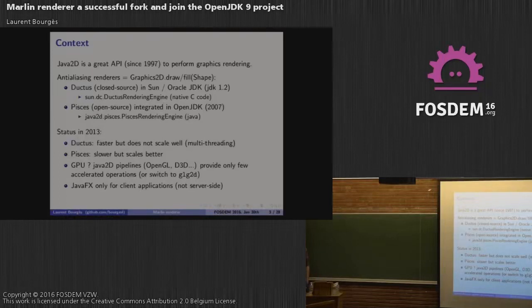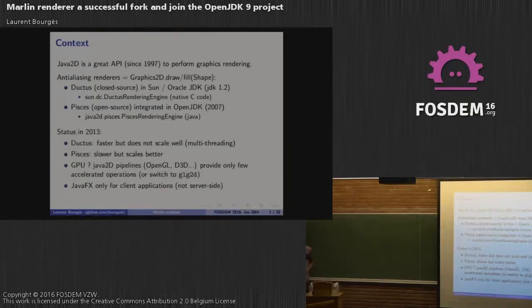The status in 2013: Ductus is very fast in a single thread context, but it does not really scale. It means that if you have a web server doing rendering in parallel, it's mostly lagging or there are some bottlenecks. Pisces is mainly slower because it's a pure Java renderer, but that's not the point. It's mainly a different approach, but it scales better. If you have several threads in parallel, it becomes faster than Ductus. In this context, there is no current GPU solution.